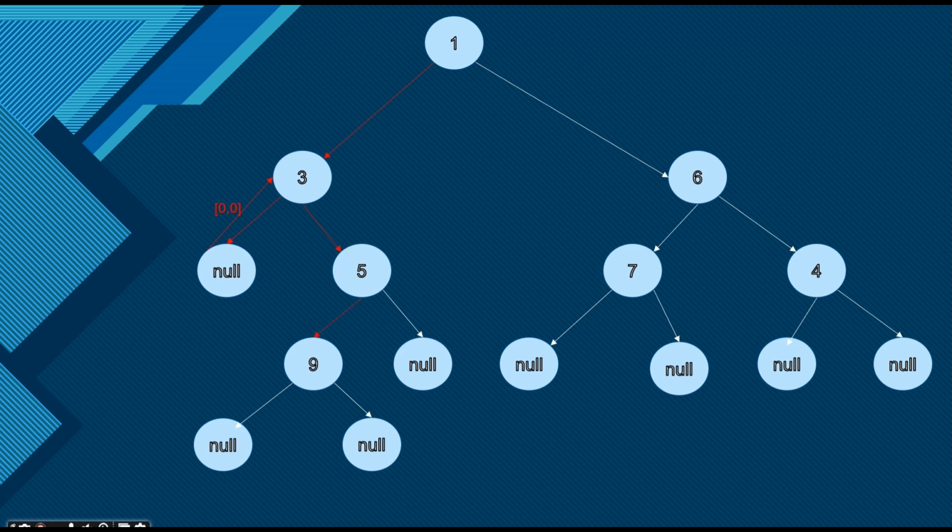So on the right we have again 5. So from 5 we will iterate left, that is 9. From 9 the left child is null, so we'll return 0. On the right again we have null, so we'll return 0.